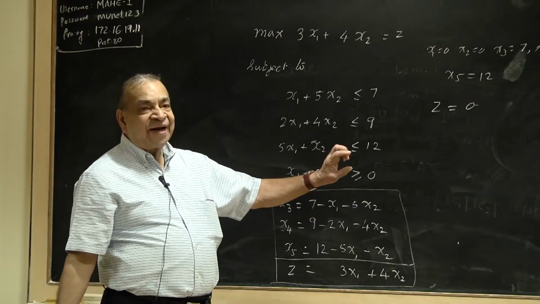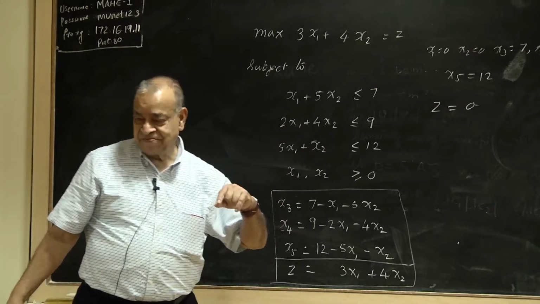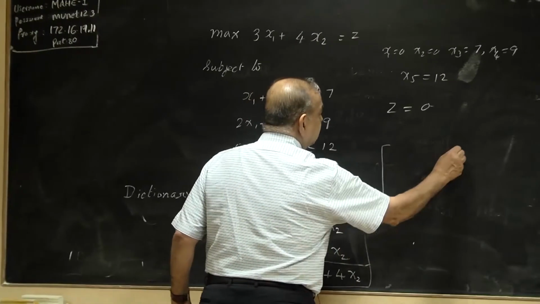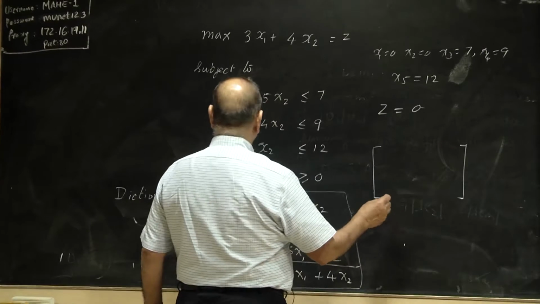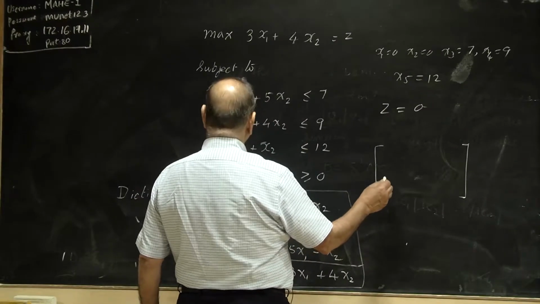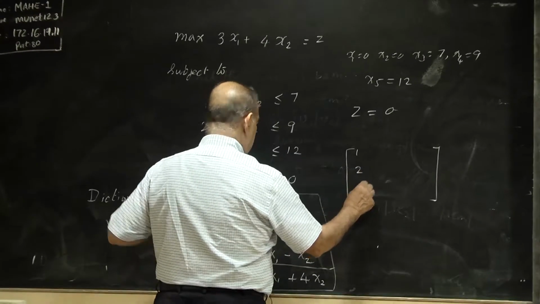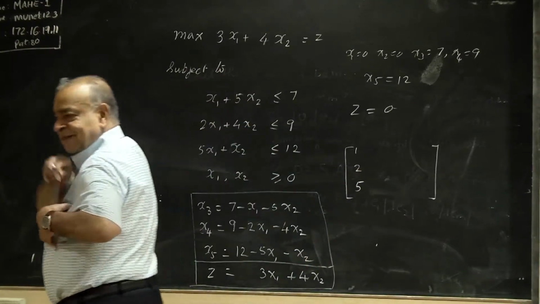This also I can write in the matrix language. How do I write it? I write it with this as the matrix. A is 1, 2, 5.